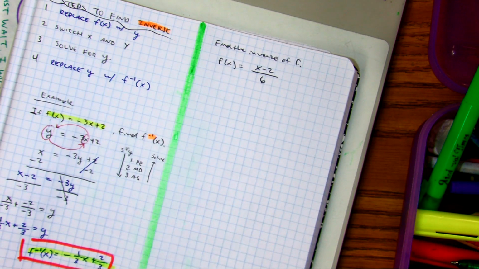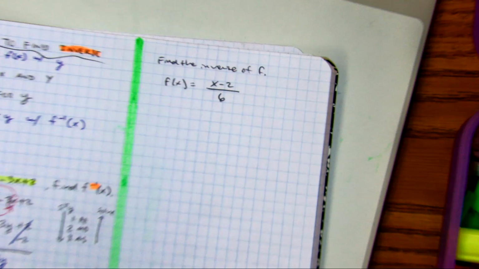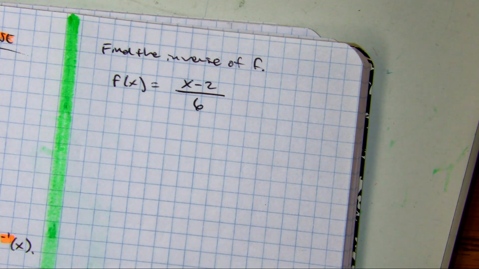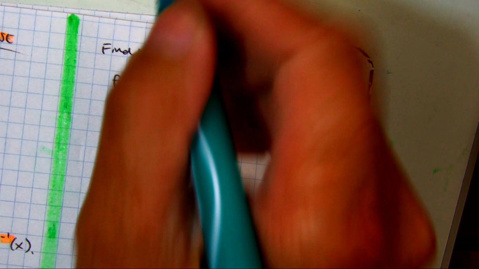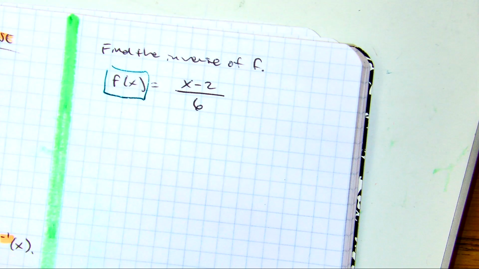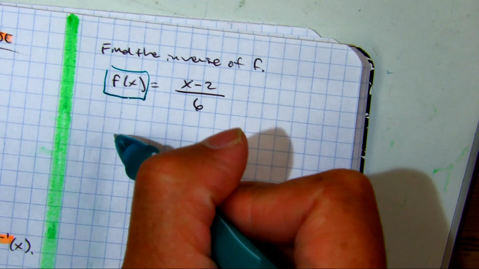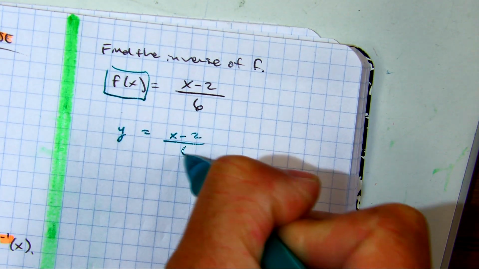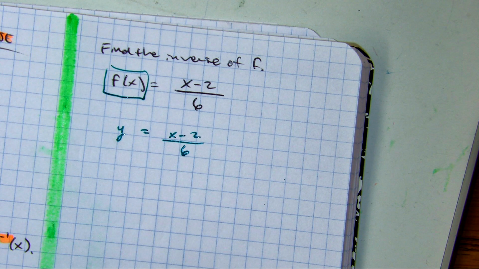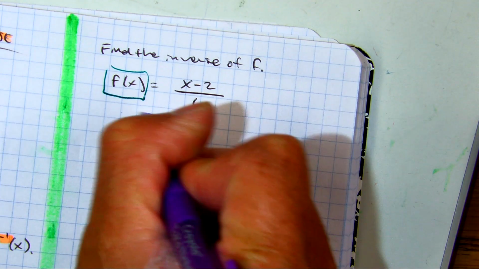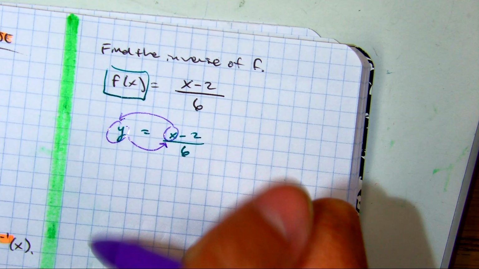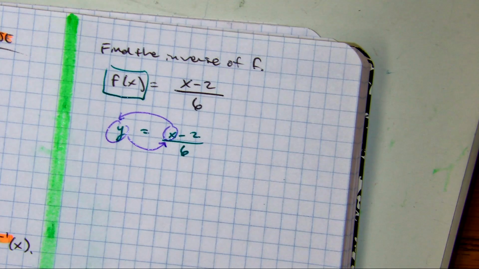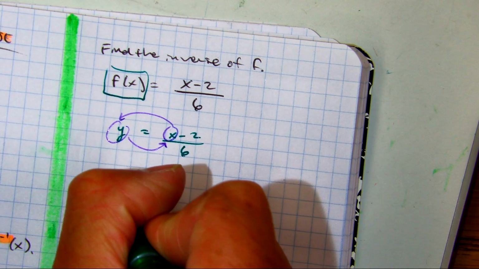Chen, what's the first thing we need to do to find the inverse algebraically? Tell me what's right. What do you do next? Then you switch x and y. Arrows and circles, super helpful. Keep going, Chen. Then it'd be x equals y minus 2 over 6.